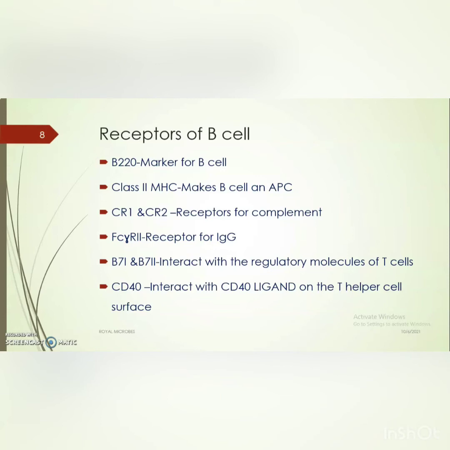Then the Fc gamma R2 receptor is present on the surface of the B cell and is a receptor for immunoglobulin G. Then the B7-1 and B7-2 receptors interact with the regulatory molecules of T cells. The CD40 receptor interacts with the CD40 ligand, which is present on the surface of T helper cells.